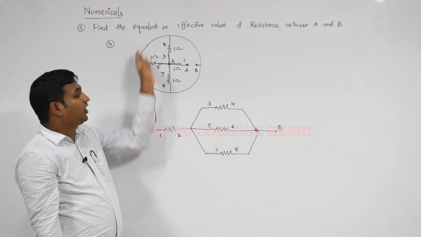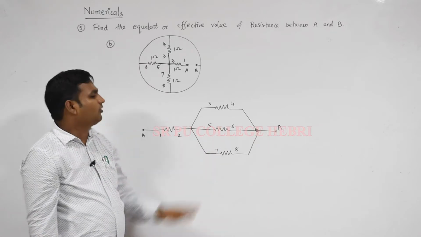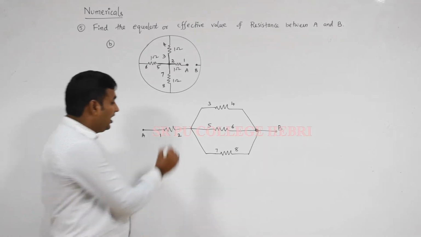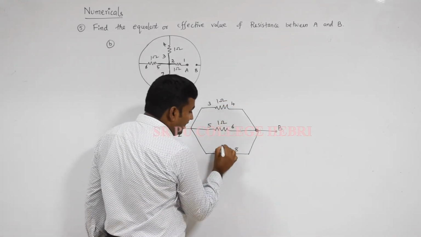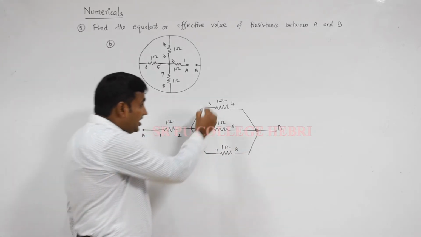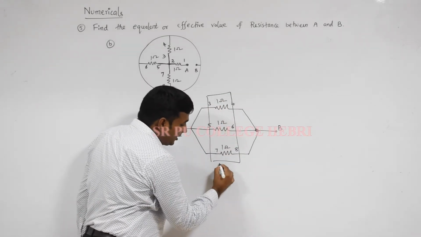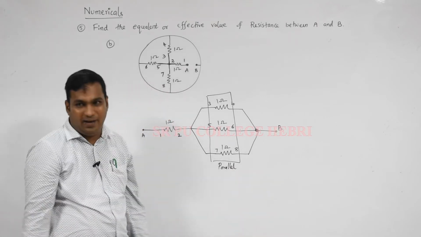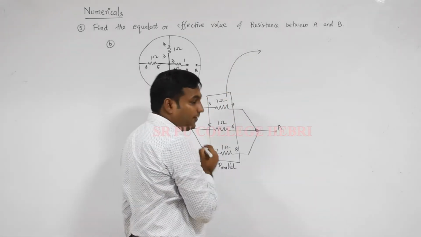Remember, when we redraw the given circuit, I got this simple format like this. Now we have to simplify this. Every resistor is 1 ohm. Check: when you look at this circuit, you come to know these 3 resistors are connected in the form of parallel. Again, these 3 resistors are connected in parallel.